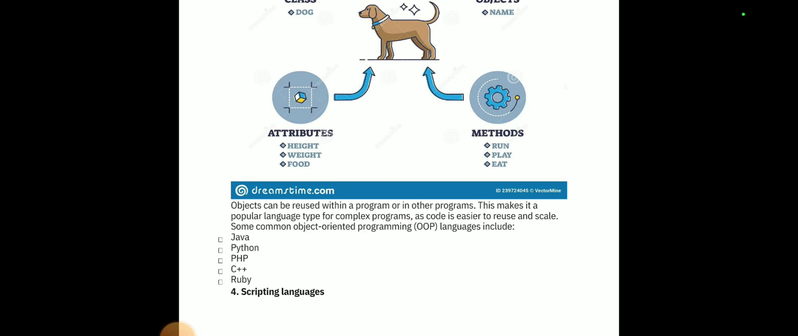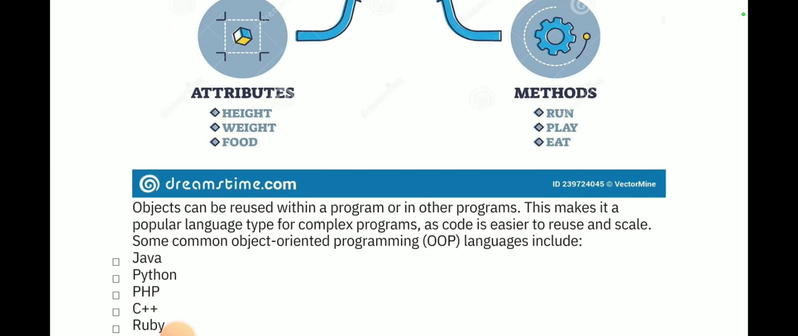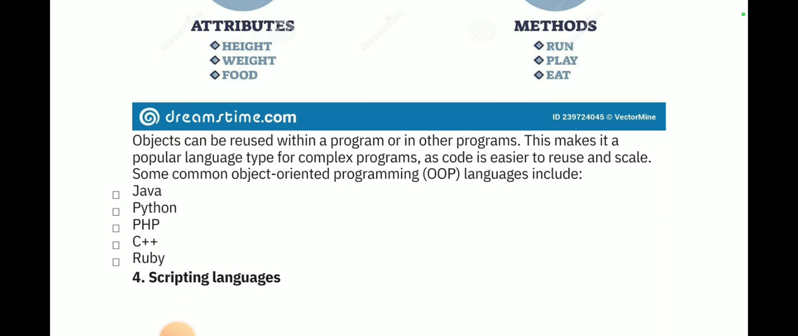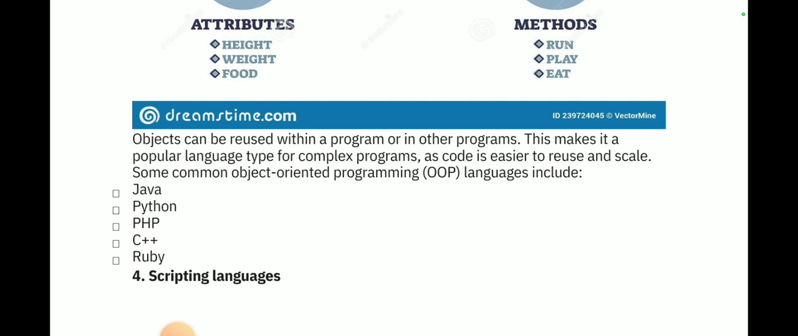Then an object can be reused within a program or in other programs. This makes it a popular type of language for complex programs, as code is easier to reuse and scale. Some common object oriented programming, OOP, languages include Java, Python, PHP, C++, Ruby.